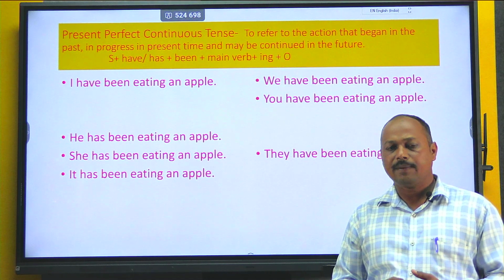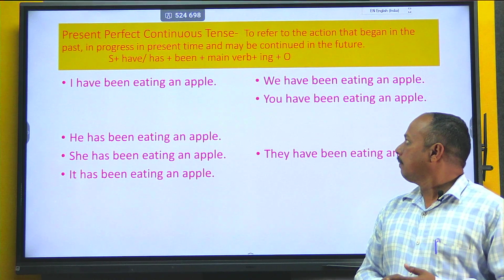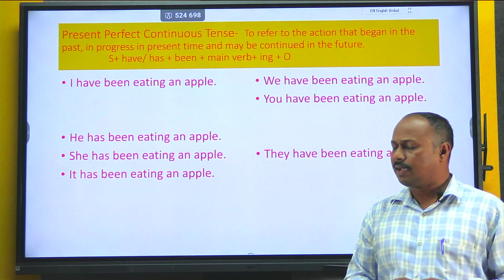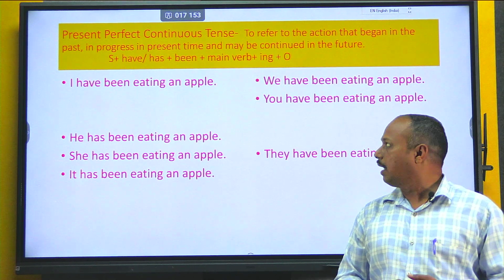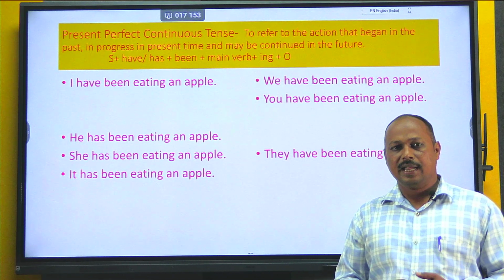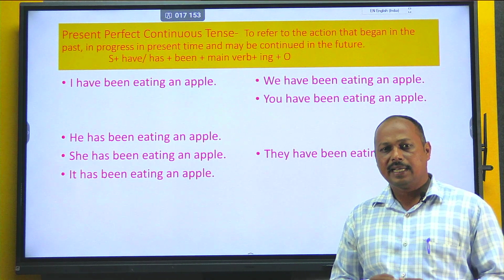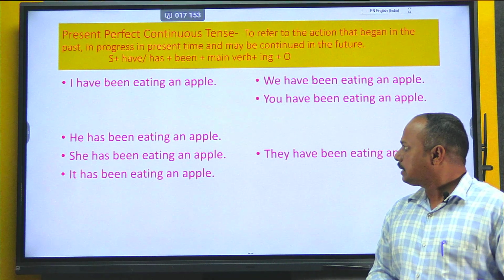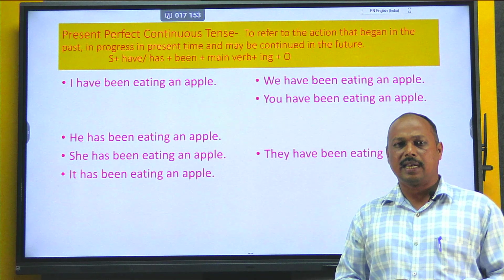The structure of present perfect continuous tense is subject plus have, has plus been plus main verb ing plus object. We can see some examples of present perfect continuous tense. I have been eating an apple. We have been eating an apple. You have been eating an apple. He has been eating an apple. She has been eating an apple. It has been eating an apple. And they have been eating an apple. We can see that after I, we, you, they, we use have been.